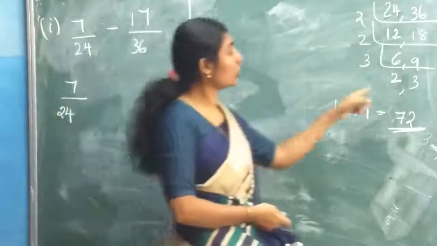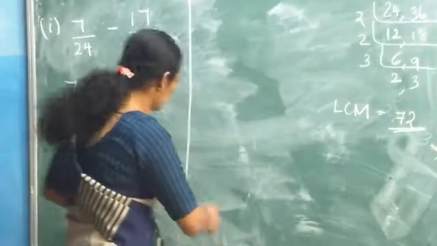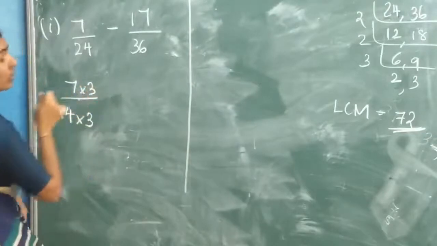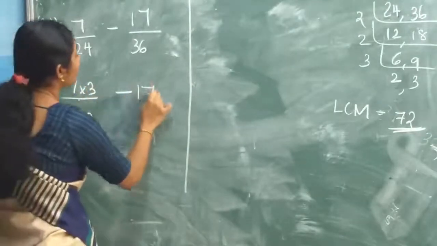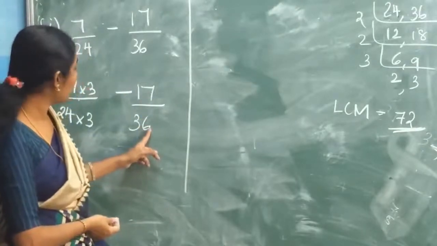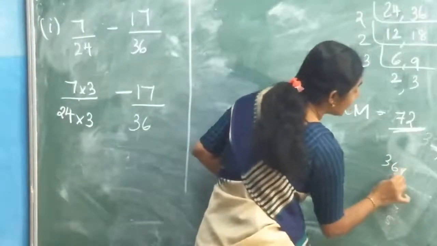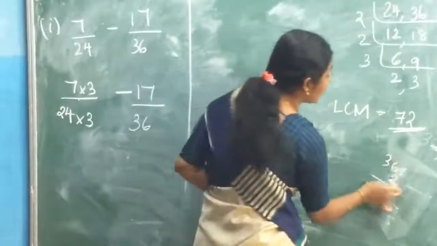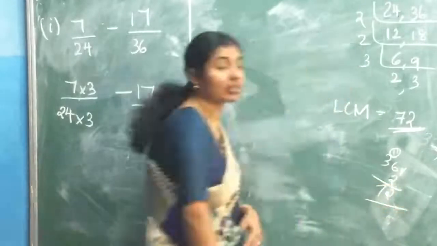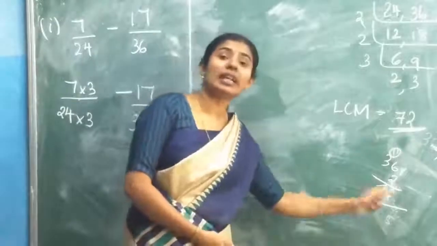How to make 24 into 72? 24, when you multiply by 3, you will get 72. So multiply 3 on numerator and denominator. Now the next rational number, 17 divided by 36. 36, when you multiply by 2, what will you get? 6 2s are 12, carry over 1. 3 2s are 6, 6 plus 1, 7. 36 multiplied by 2 gives 72.